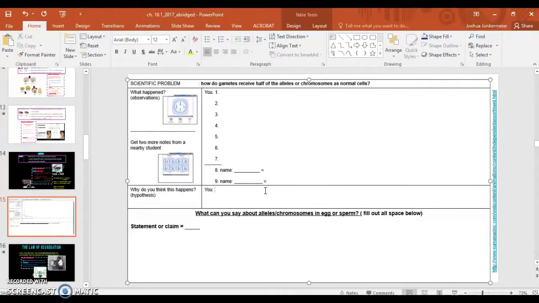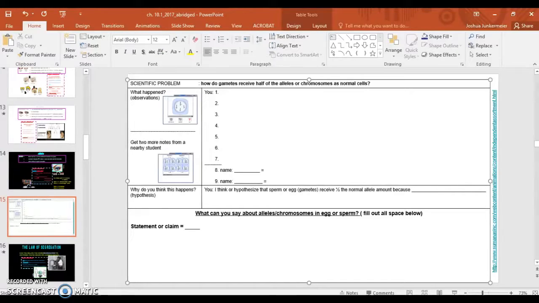All right, your initial response should be right here. I can't write in a response for you, but how do you think it happens? So you would say, I think or hypothesize that sperm or egg gametes receive half the normal allele amount because, and you would explain how you think that happens.